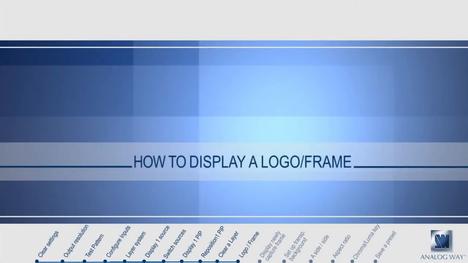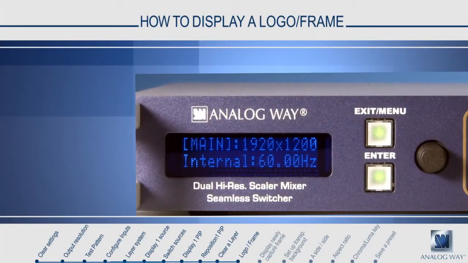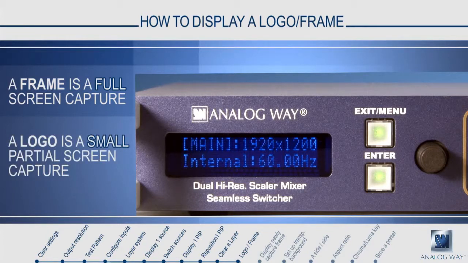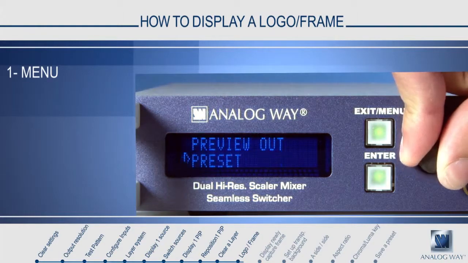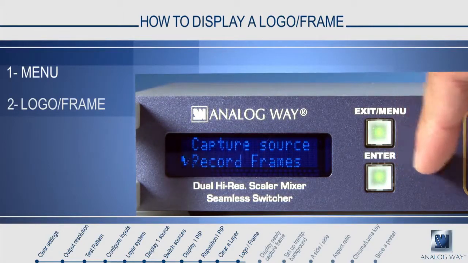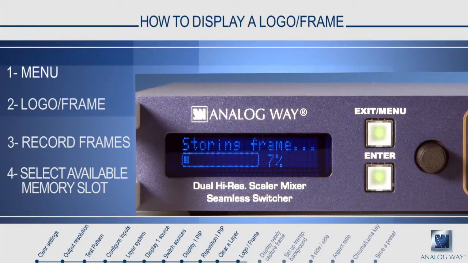How to display a logo or a frame. In Analog Way's vocabulary, a frame is a full-screen capture. A logo is a small partial screen capture. To capture a logo or a frame, press Menu and scroll down to Logo and Frame in the menu. Select Record Frame, choose an empty slot, and press Enter. The device will now capture the contents of your main program screen to the frame slot.